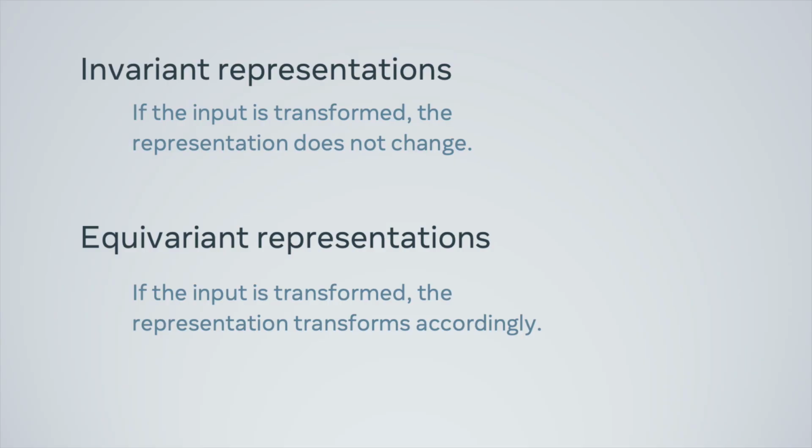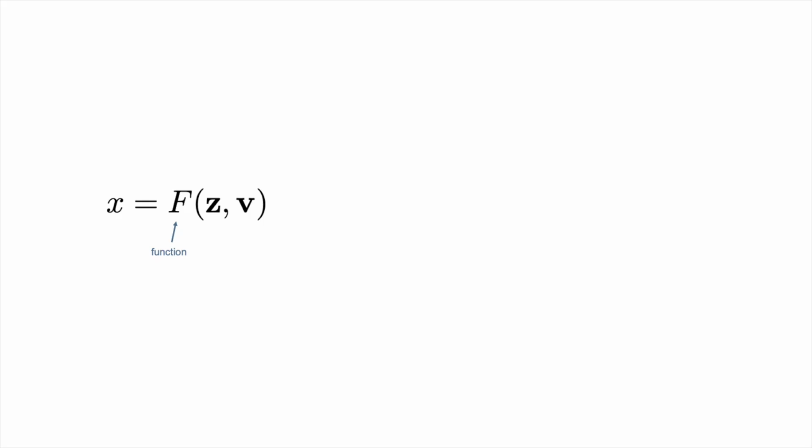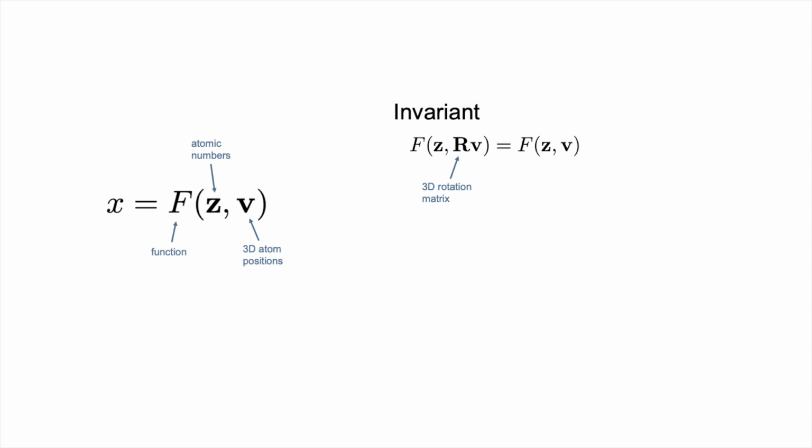So while we're talking about mathematics, let's make the concept of equivariance and invariance very concrete. So what we have is a function f, which we use to compute our embeddings x. And f is a function of both z, which are our atomic numbers, and v, which are the positions of the atoms. Now, if we have an invariant representation, f is going to have the following property. If we rotate the position of the atoms by some rotation matrix R, this will be equal to f if we just pass in the atomic numbers and the original positions v.